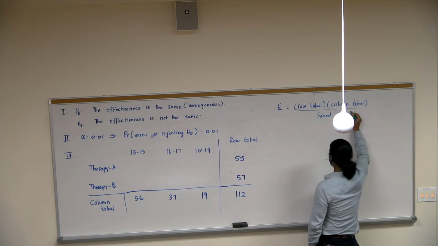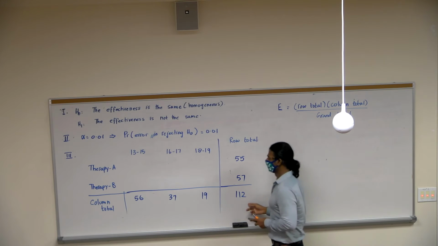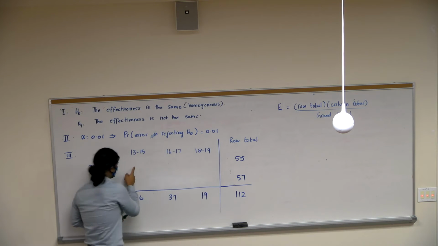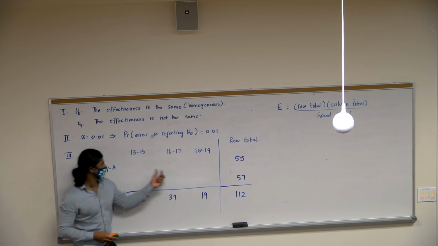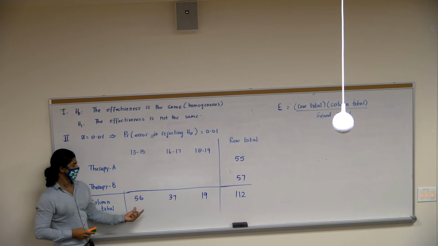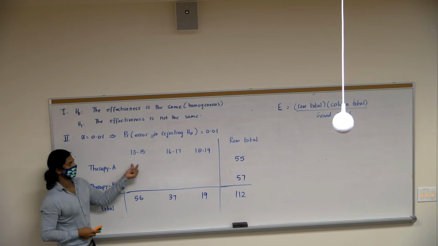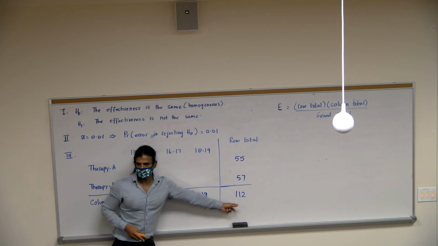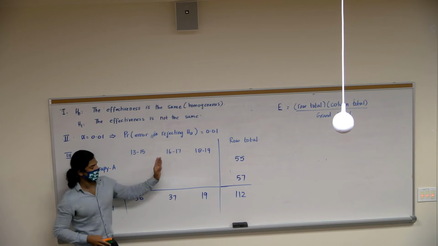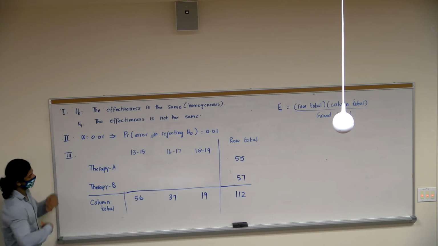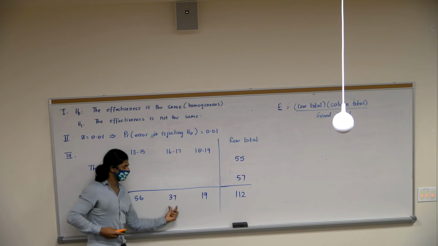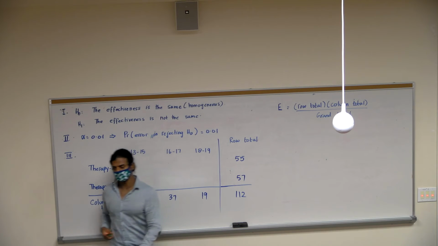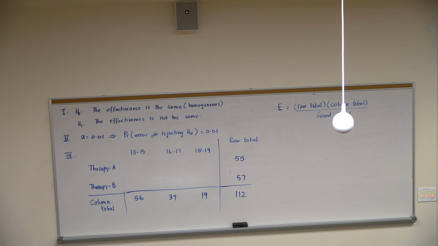So we observed 112 people. For the first cell, we would look at the row total corresponding to that particular cell, multiplied by the column total for that cell, divided by 112. And repeat the same for every cell. So for the second one, you take the row total, multiplied by the column total, divided by 112. I'll give you a few minutes to complete that, and then we can go on from there.